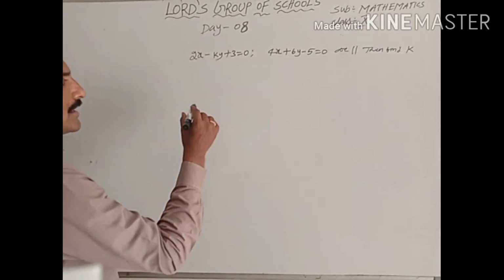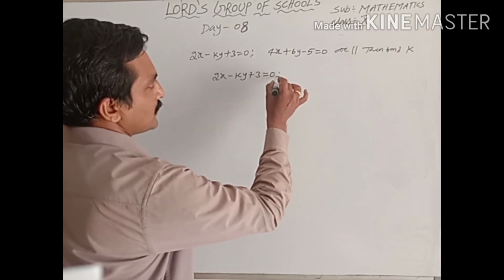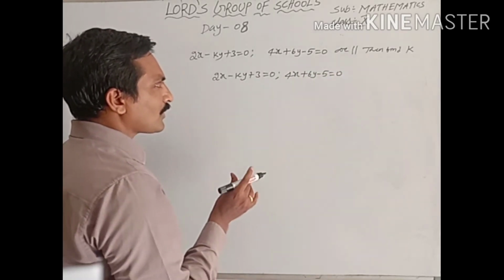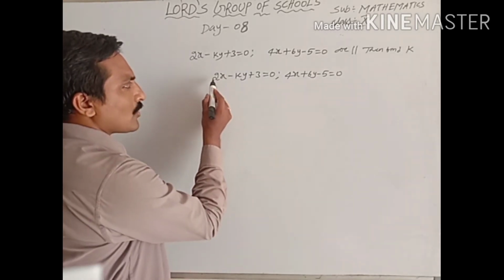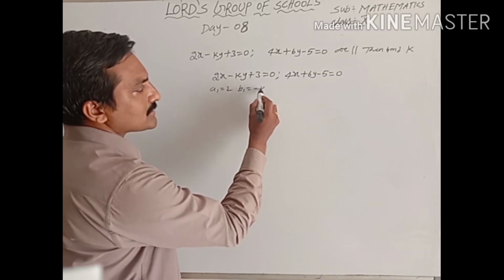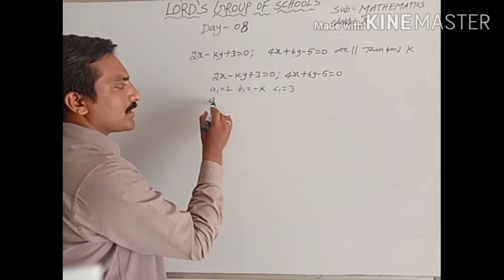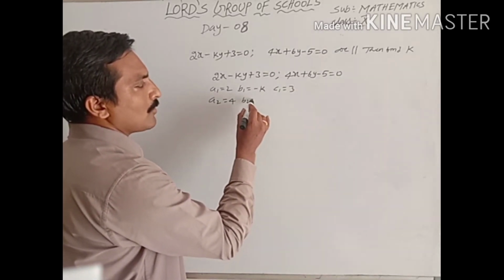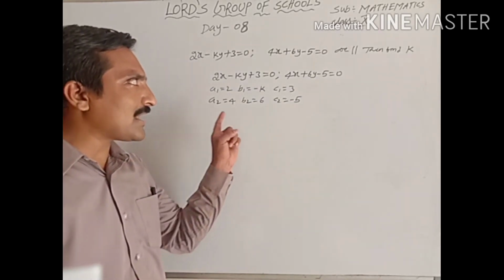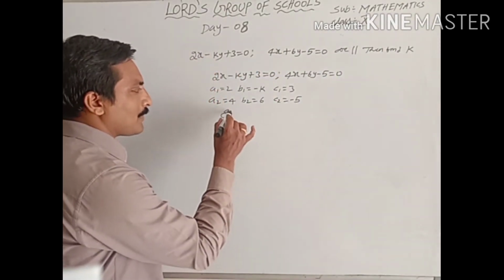First of all, what are the given lines? Write it. 2x minus ky plus 3 is equal to 0, and 4x plus 6y minus 5 is equal to 0. In the first equation, the x coefficient a1 is 2, the y coefficient b1 is minus k, c1 is 3. In the second equation, the x coefficient a2 is 4, b2 is 6, c2 is minus 5. After completing, clearly mention these two are parallel, meaning given lines are parallel.